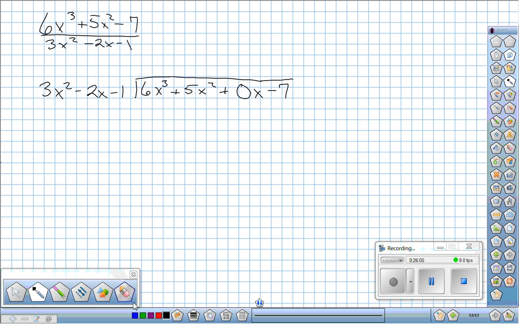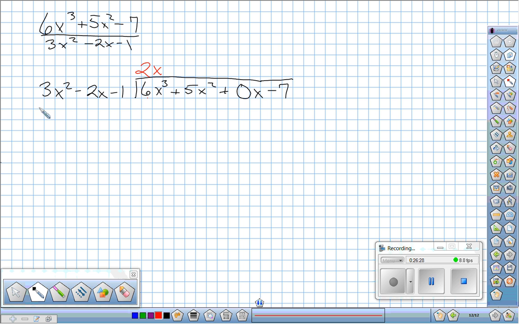Okay, so what do I have to multiply 3x squared by to get to 6x cubed? Okay, 6 divided by 3 is 2. X cubed divided by x squared is x. So now I'm going to take 2x times all of these things.